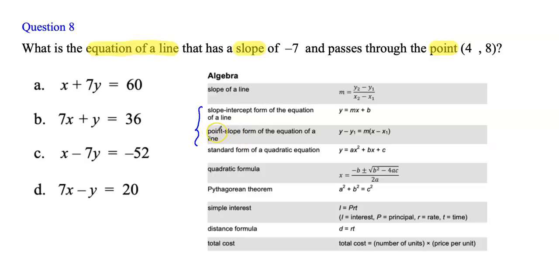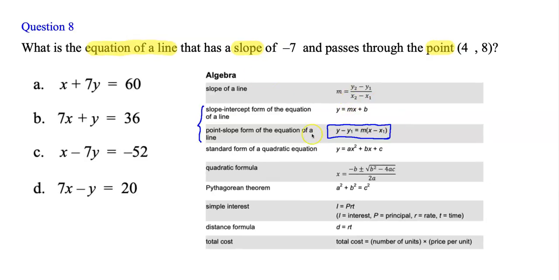It says point slope. So when you're given the point and the slope and you're trying to find the equation, you want to go to this piece of the formula sheet where it says point slope form of the equation. And it's this one right here. I'm going to write that down. Now in a previous video I said I stay away from this one and I always use this one. Well, I misspoke in that video. For this particular problem, it's easier to use the point slope form of the equation. Sometimes it's easier to use this one. I'm going to write this down.